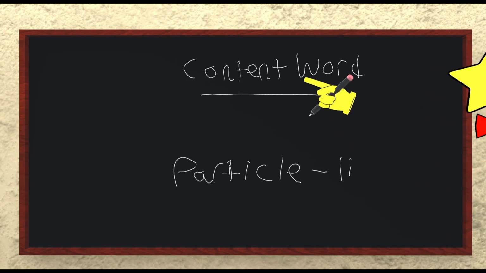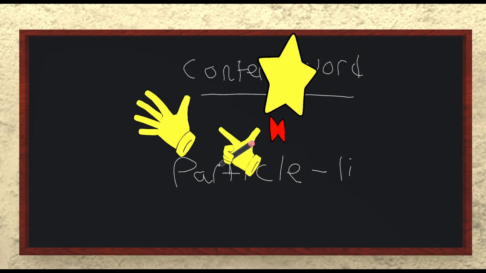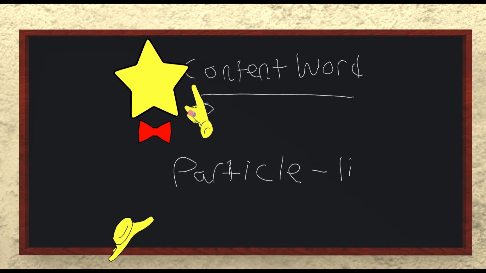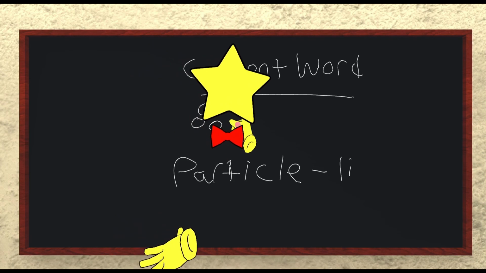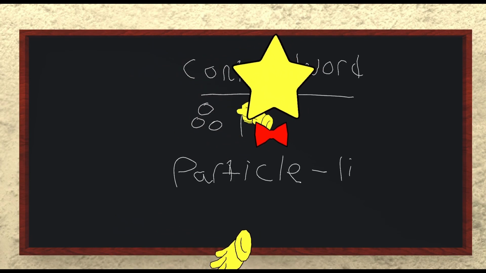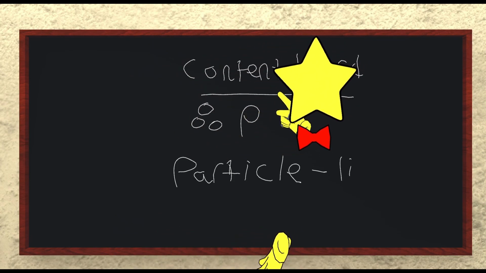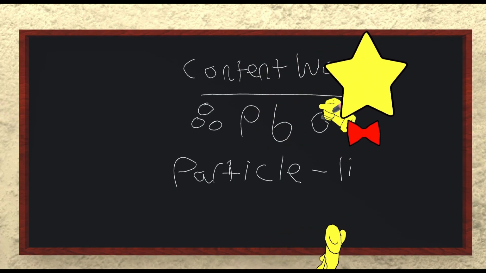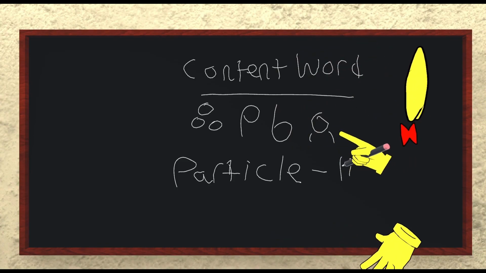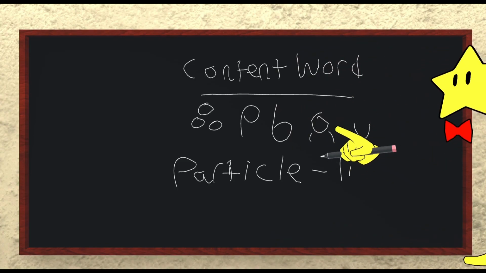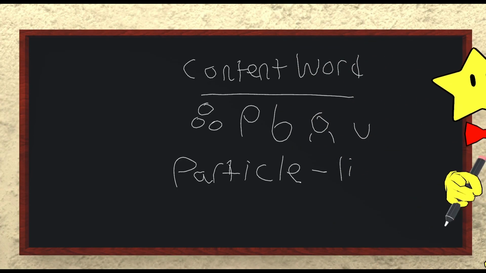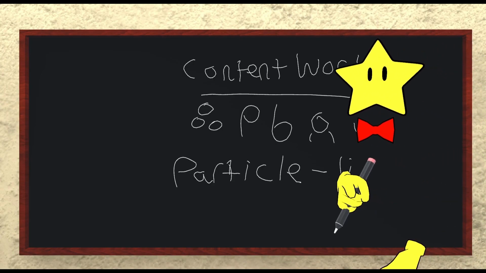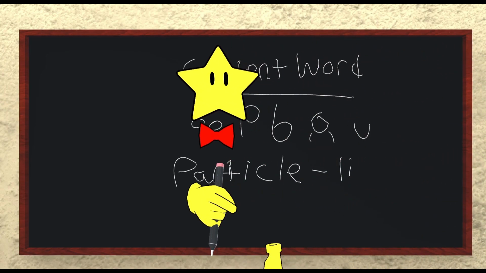But content words do have meaning, and they include things like kulupu, mi, sina, yan, Pona. Every other word we've discussed so far is a kind of content word, a word that has a specific meaning.